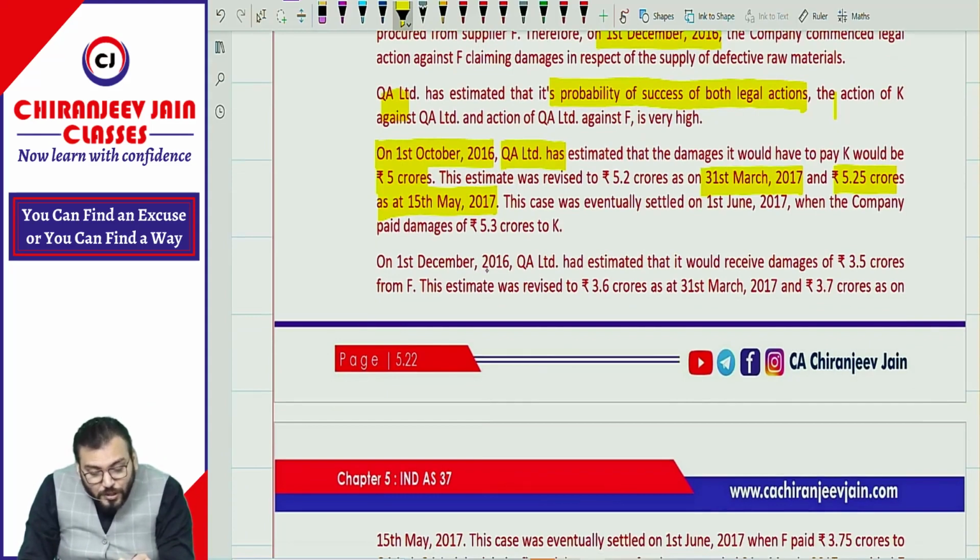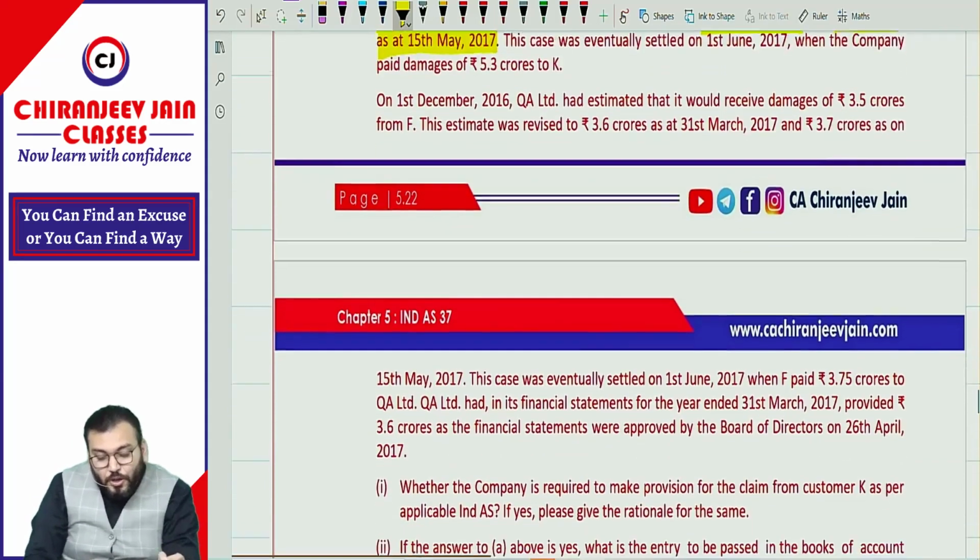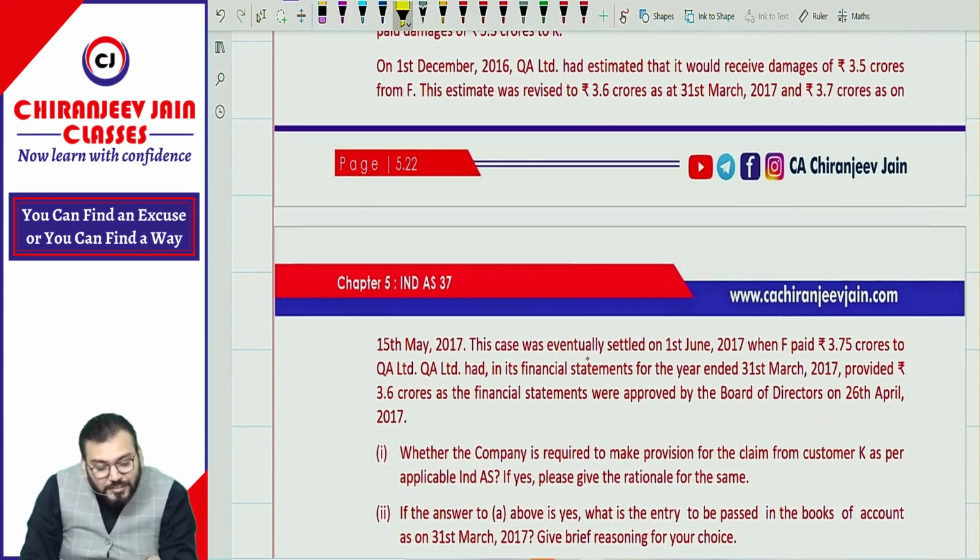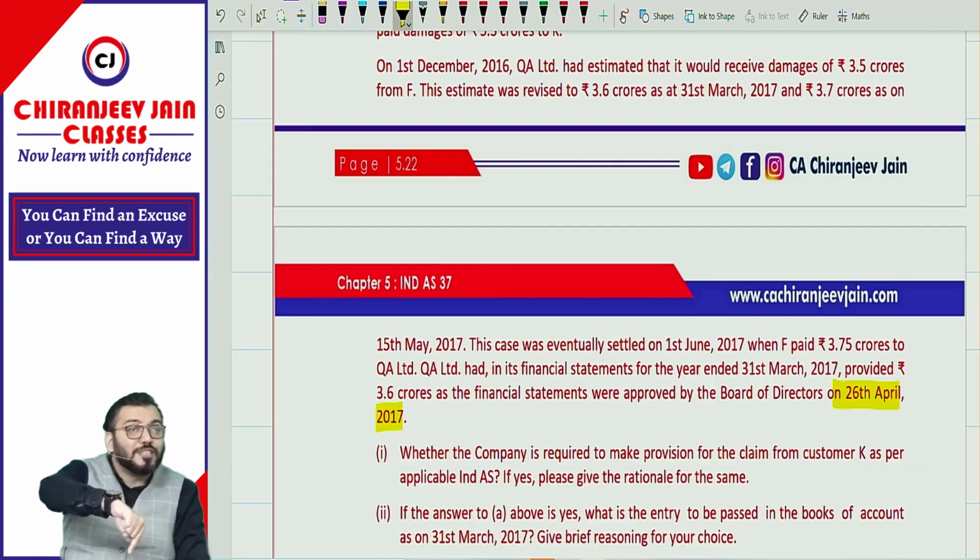On 1st December 2016, QA Limited has estimated that it would receive the damage of 3.5 crore from F. Receive means inflow. The estimate was revised to 3.6 crore on 31st March 2017, which became 3.7 crore on 15 May 2017. The case was eventually settled on 1st June. Date of settlement for both cases same, when F paid 3.7 crore to QA Limited. QA Limited in its financial statement for the year ended 31st March 2017, provided rupees 3.6 crore, as in financial statements approved by Board of Directors on 26 April 2017. Means the date of approval is also given.